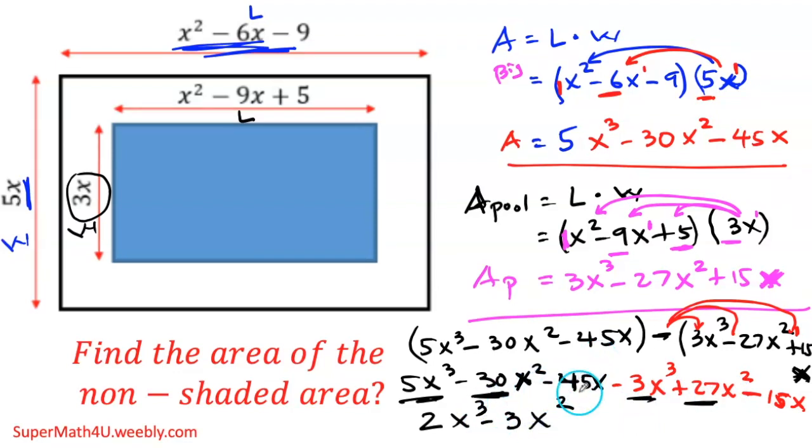Last but not least, negative 45x minus 15x. They have the same sign. Therefore, you add them and you keep the same sign. Negative 45 minus 15 gives me negative 60, same variable, same exponent. And my final answer is this.